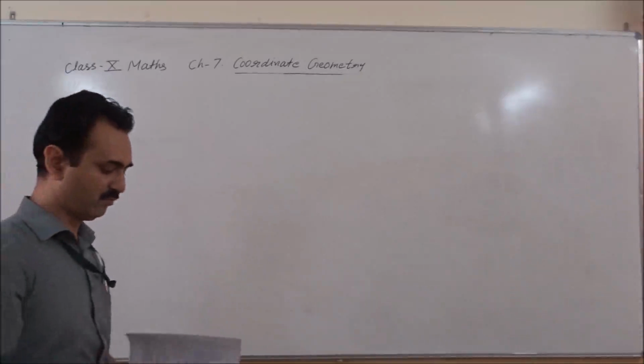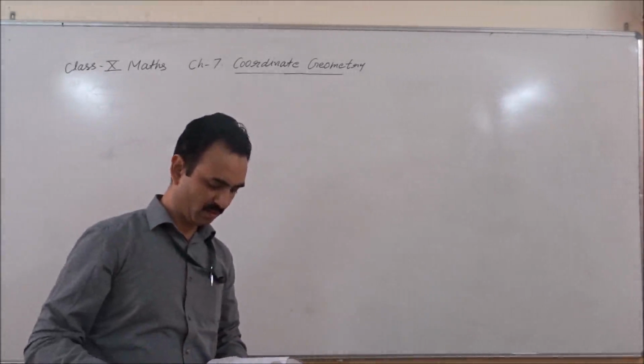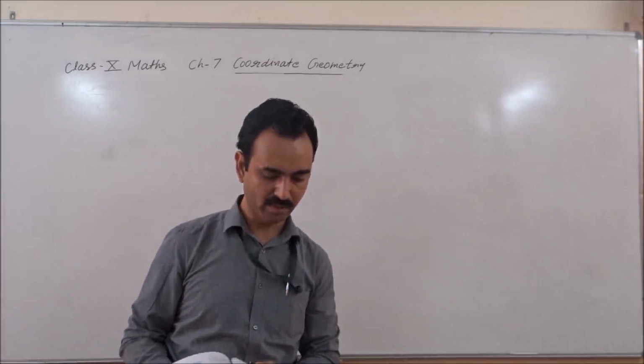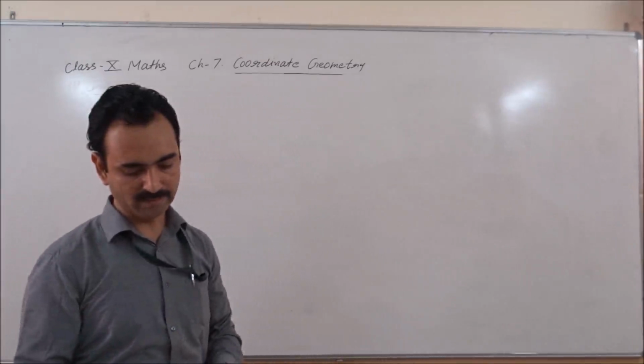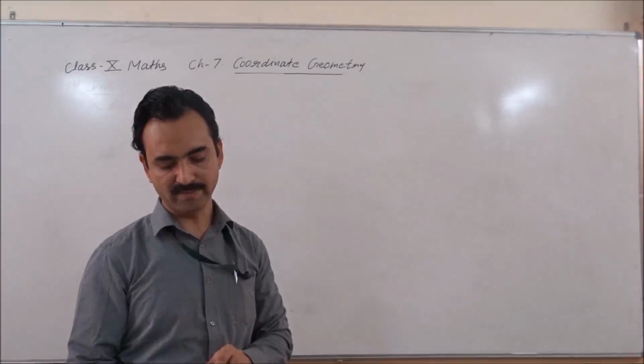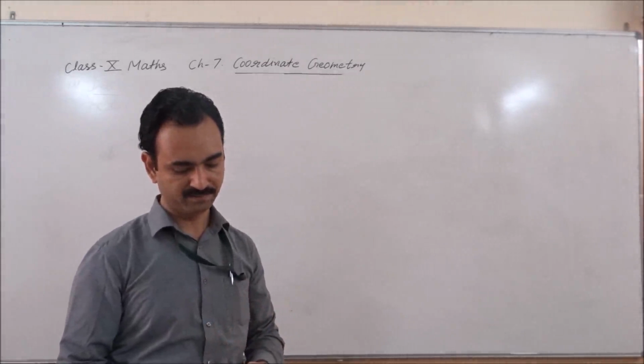Let's take some questions from your exercise. Before the exercise, I want to read some examples. Example number 1, page number 158. Do the points (3, 2), (-2, -3), (2, 3) form a triangle? If so, name the type of triangle.